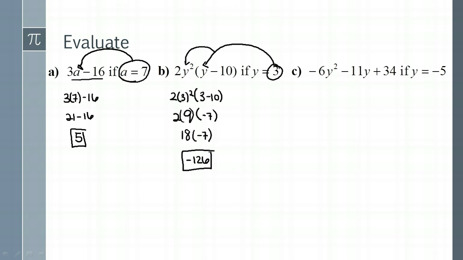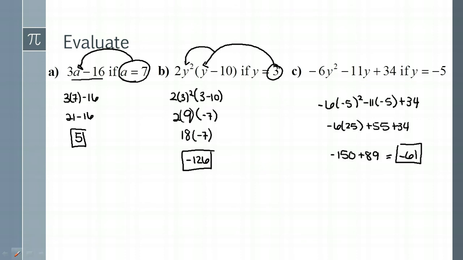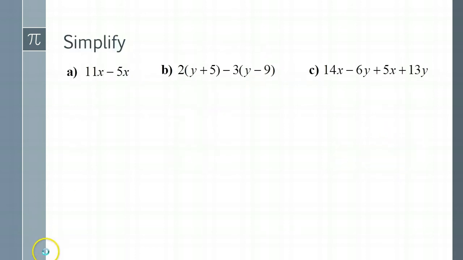What I'd like for you to do right now is go ahead and do letter C on your own. So hit pause, solve C, and then hit play again when you're ready to check your answer. It should have given you negative 61 for an answer. We plugged in negative 5 for both the y squared and the y, so we ended up with negative 6 times 25 plus 55 plus 34, which gave me negative 150 plus 89, which gave us the negative 61.